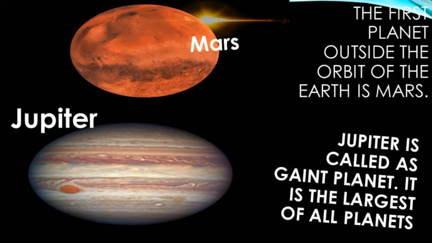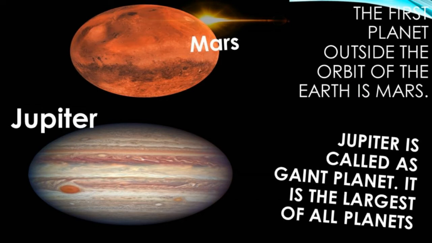Mars. The first planet outside the orbit of the Earth is Mars. It appears slightly reddish and therefore it is also called the red planet. It has two small natural satellites, Deimos and Phobos.